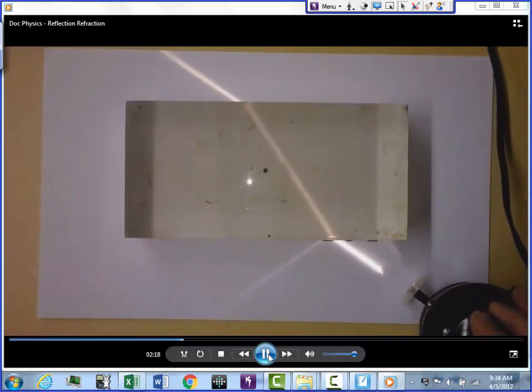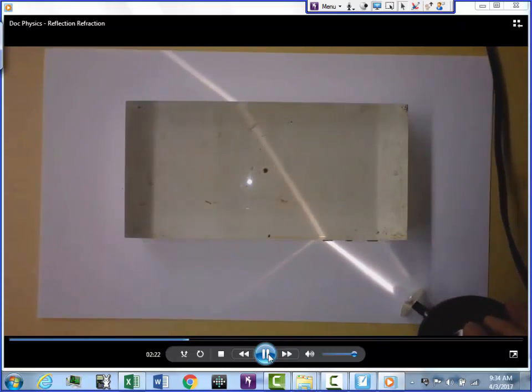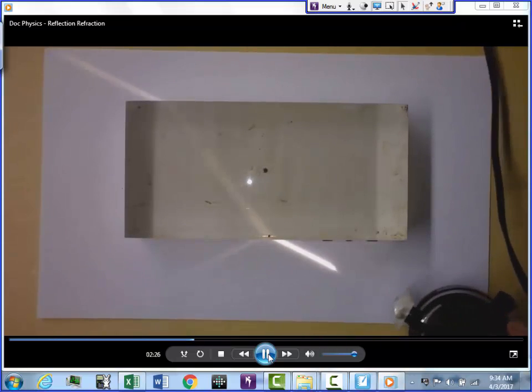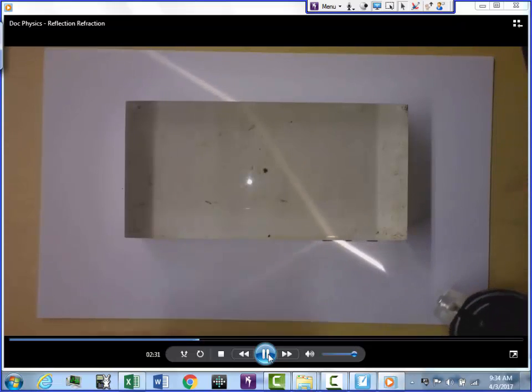So knowing this, you guys could actually just pause your screen and find the index of refraction of this block of plastic that I've got right here. That's cool. But notice that the incoming ray is always parallel to the outgoing ray.